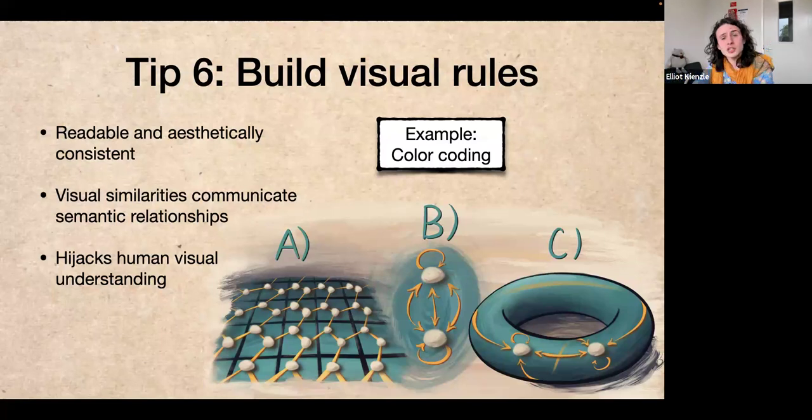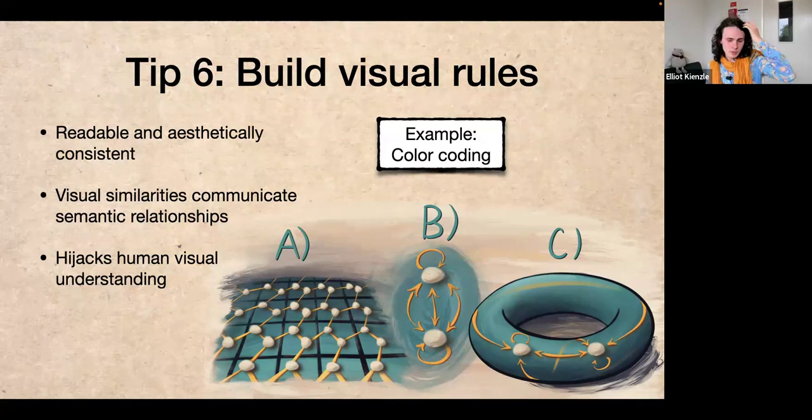And doing so, we're hijacking our human visual cortex for seeing visual relationships and turning those into mathematical relationships. So here is the sort of most standard form of this idea, which is color coding objects.